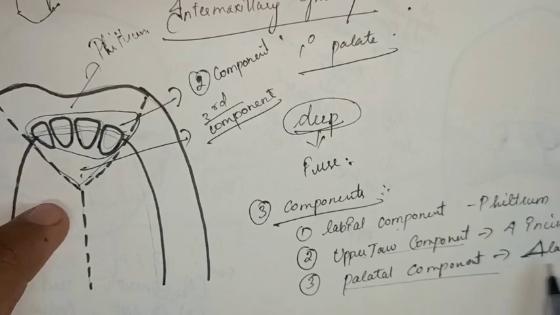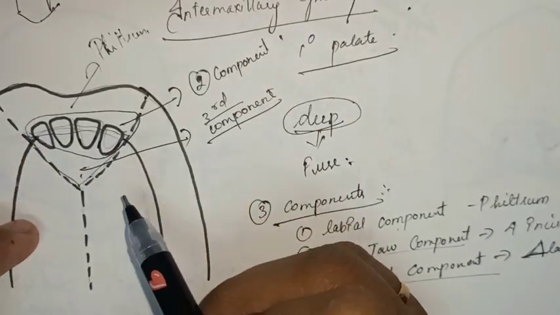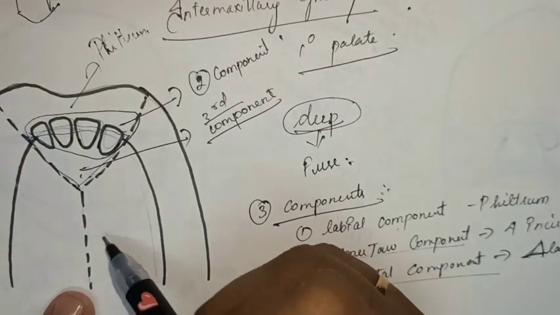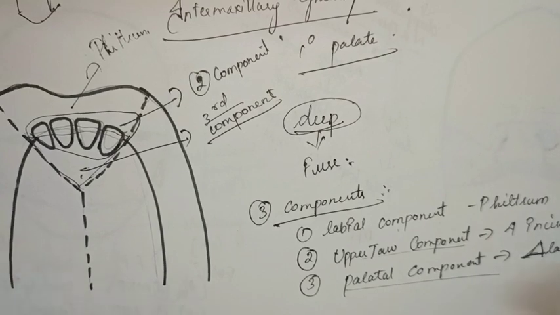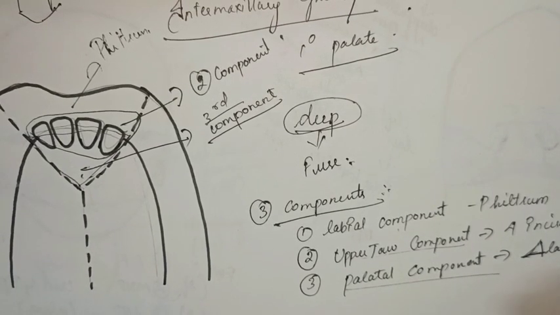The labial component includes the philtrum, and the upper jaw contains 4 incisors, and the third one is your triangular bone, that is your palatal component. The rest, all the secondary components, we will see in detail in your upcoming classes. That is secondary palate formation, as a separate 5-mark question.